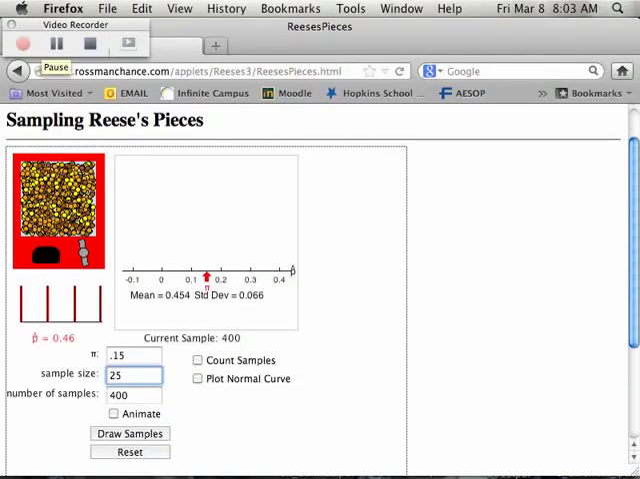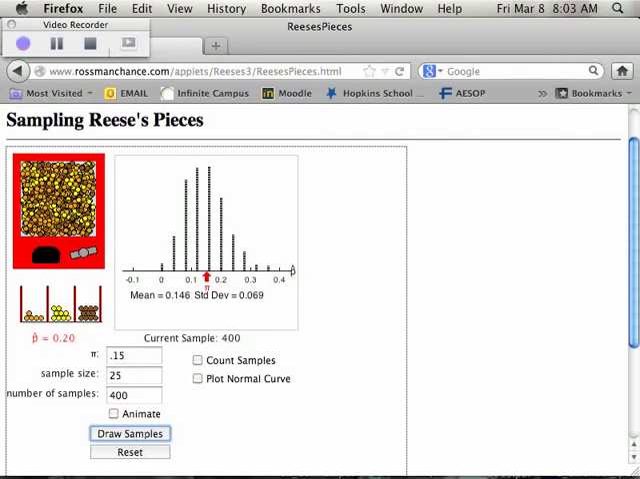As I look at changing it to 0.15 for the P, sample size of 25, drawing 400 samples, let's see what happens. So my P is different. Did it really change anything?